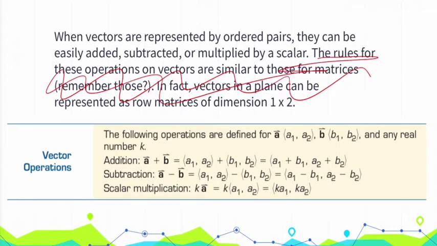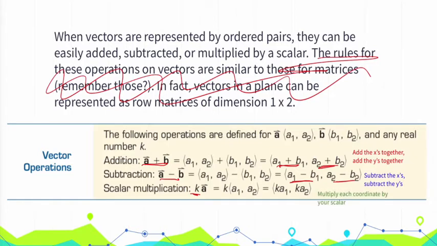So the operations for vector A, vector B, and any real number k: when we are adding vector A plus vector B, we add the x coordinates and we add the y coordinates. Subtract A minus B, you subtract the x coordinates and then subtract the y coordinates. If you multiply by some scalar k, multiply each coordinate by your scalar. Very easy.